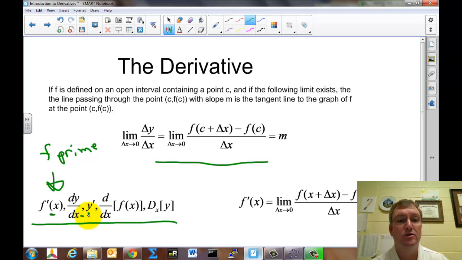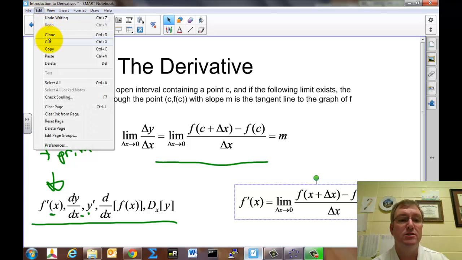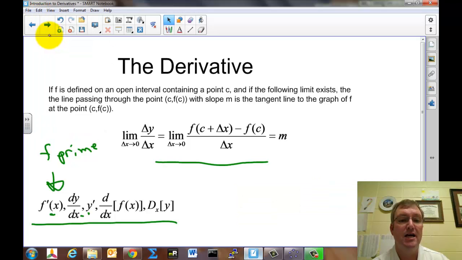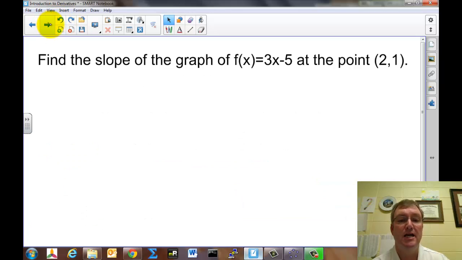So we're going to move on now, and the best way to learn to do this is to take some problems and actually work through these problems. So let's move on to the next slide and find the slope of the graph at the point 2, 1.